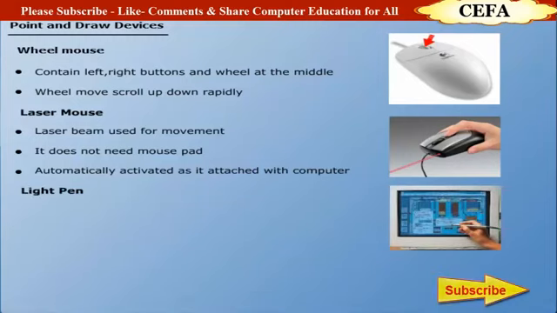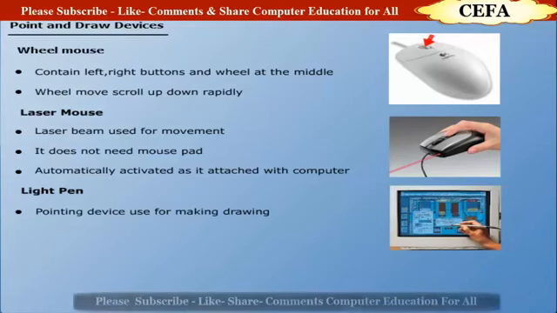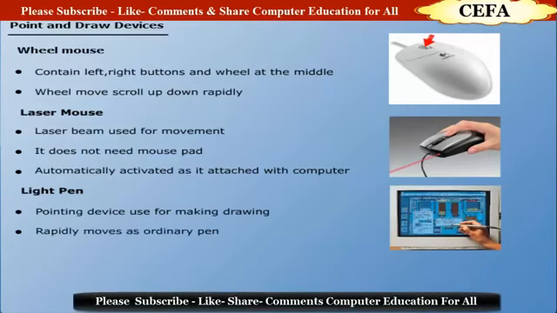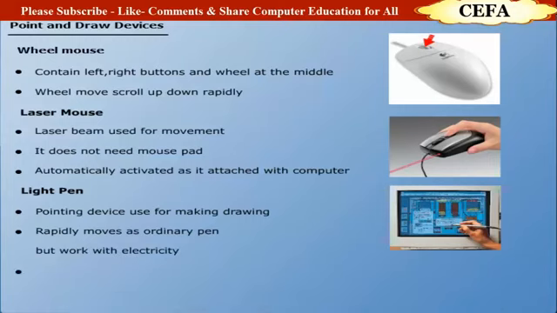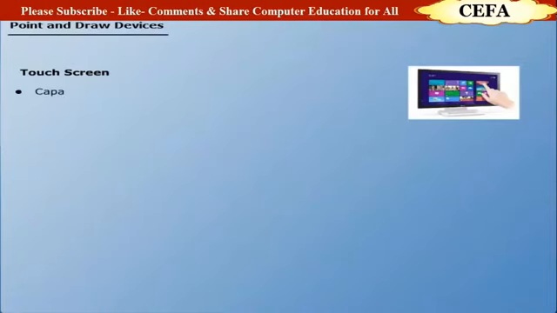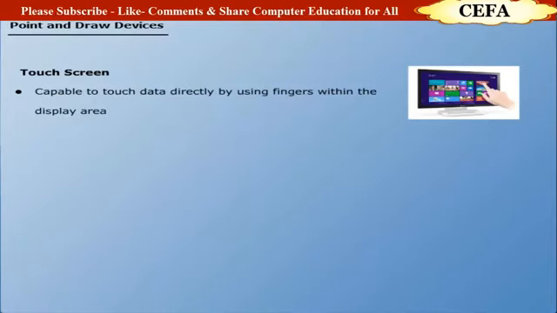Light pen. Light pen is a pointing device which is used for making drawings. Light pen rapidly moves on the screen just like an ordinary pen, but it works with electricity. Light pen does not need any alphabetic keys. Touch screen. Touch screen enables the user to touch the data directly by using fingers within the display area. Touch screen is very simple and easy to use. Currently, it is also used in mobile phones.